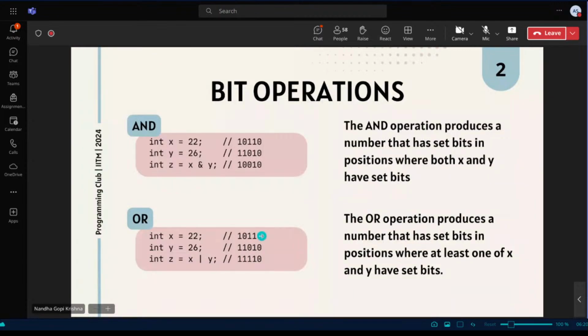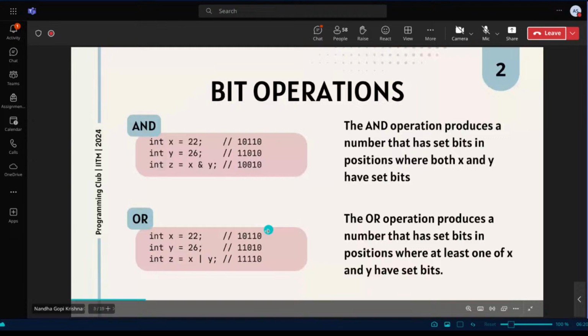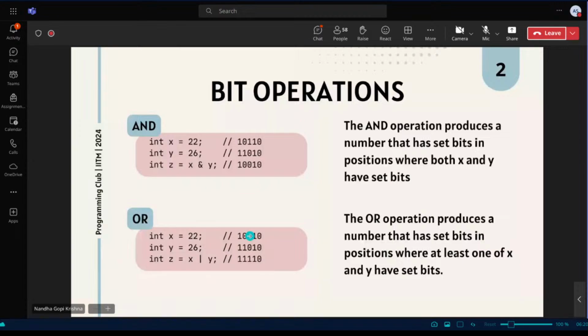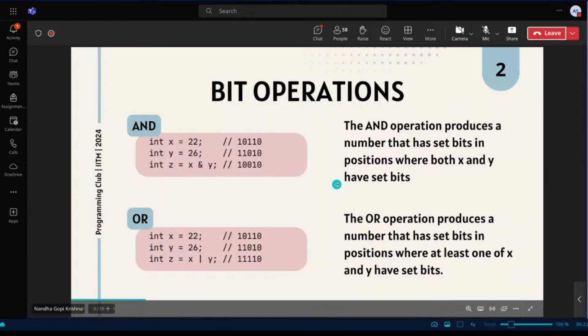So how does this work? The least significant bit in X is 0, the least significant bit in Y is 0, therefore the least significant bit in Z is also 0. Now, moving on to the other bits, it is 1, 1 is input, 1 is output, 1, 0 is input. Since there's at least one input that is 1, the output is also 1. 0, 1 is the input. Since at least one of the inputs is 1, the output is 1. 1, 1 is input. Since both are 1, it does not matter, it is also 1. Since at least one of the inputs is 1, here also it is 1. You can see with 22 and 26 as inputs, we get this particular binary number as output.